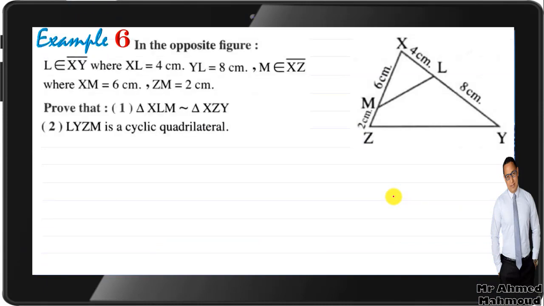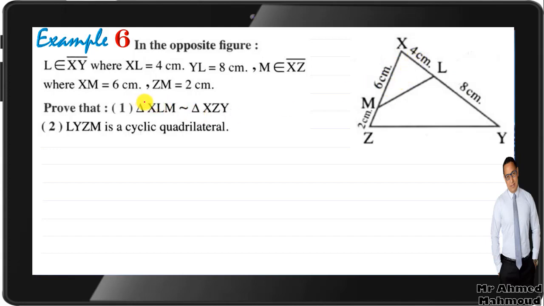Okay, now this is a very popular example. In the opposite figure, L belongs to XY, XL equals 4 and YL equals 8, M belongs to XZ, XM equals 6, ZM equals 2. First, prove that triangle XLM is similar to triangle XZY. By looking at the two triangles, this small triangle and the bigger triangle, we have here two sides and the included angle, and also in the big triangle, two sides and the included angle.